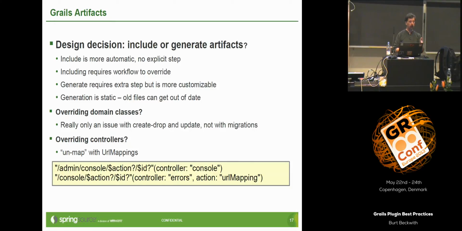It turns out that if you have a controller in a package in the plugin, and you have a controller in the same package with the same name in the application, the one in the application wins. Magic, right? It's not magic. All it does is Grails compiles the plugins first, and then it compiles your application. So they just overwrite those class files.